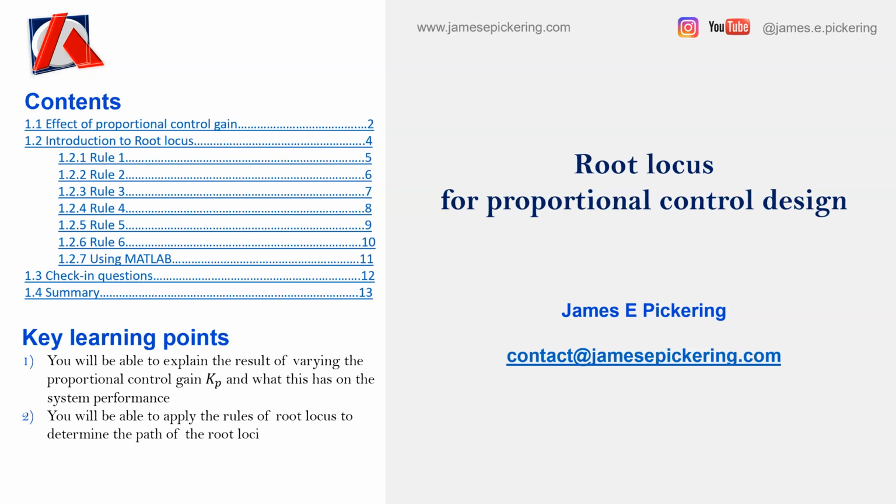Then we've got a quick checking question and then a summary. Hopefully at the end of this lecture you understand the key learning points. You're able to explain the result of varying the proportional control gain and what this does to the system performance, and also apply the rules of root locus to determine the path of the root loci.